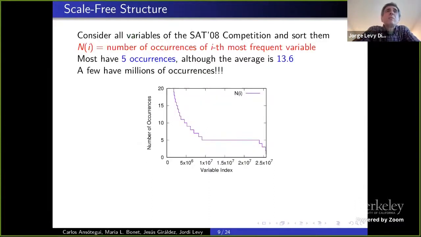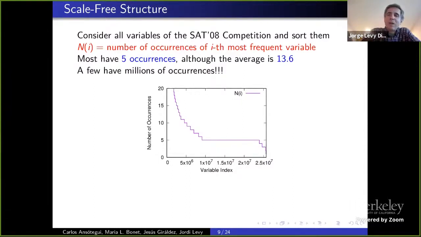The first property we studied was the scale-free structure of SAT instances. At that time we analyzed the instances used in the SAT 2008 competition. If you take all the instances in the competition, put them together and sort the variables of all the formulas according to the number of occurrences, you get a representation like this one. You discover that in that competition most of the variables only occur 5 times in the formula, but the average number of occurrences is 13 because there are a few variables that occur even millions of times in the formula.